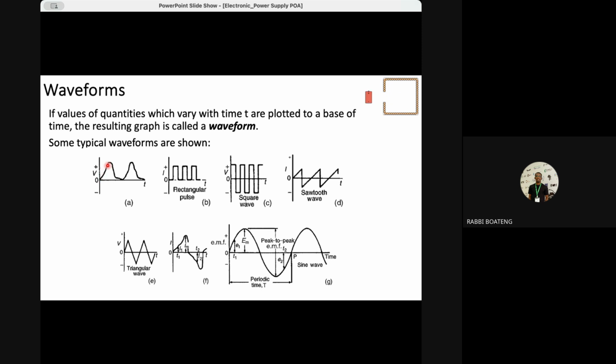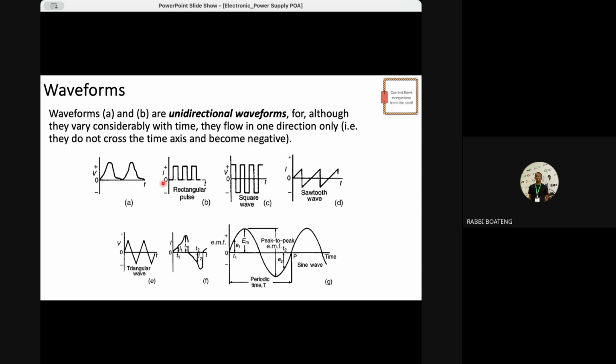And it's not always going to be a curve like this. It can be a rectangular one, it can be a square one, it can be a triangular one, it can be in so many forms. But what you have to keep in mind is the quantity varies with time. Look at the second one: it's not voltage this time, it's current. The quantity can be voltage, current, EM field, or magnetic flux. Every quantity that varies with time, we call a waveform.